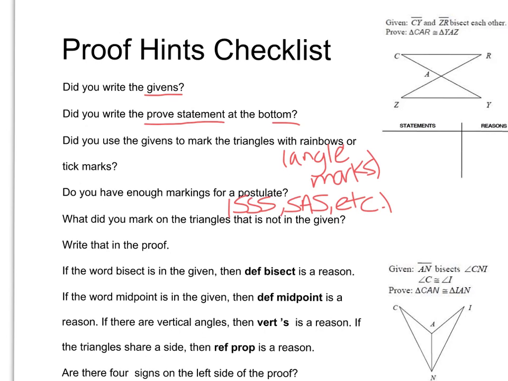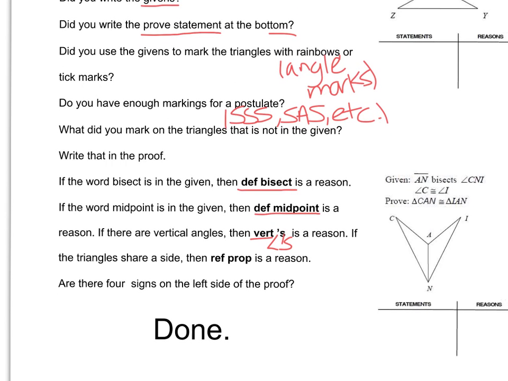What did you mark on the triangles that is not given? Write that in a proof. For example, if they give you bisect, then your justification for saying something is congruent could be the definition of bisect. If it says midpoint, then you could use two things are congruent by the definition of midpoint. If it's vertical angles, then vertical angles is a reason. And if the triangles share a side, then reflexive property is a reason.